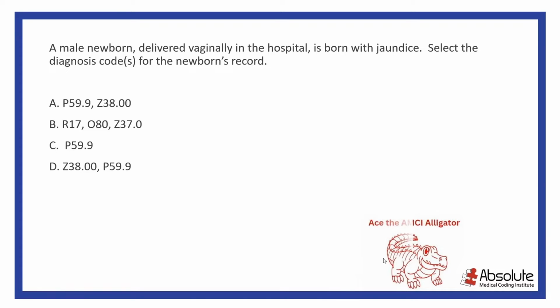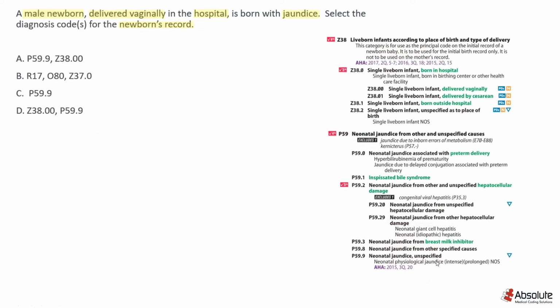Okay, coders, I think most of you have got this one correct. Let me know, coders, how many of you had to really look up the ICD codes in the book to get this one correct? How many of you checked your ICD books and searched those codes? The correct answer for this scenario is option D. The keywords are male, vaginally delivered, hospital, jaundice, newborn's record. If you know the guidelines, you could easily solve this one, not even looking into the ICD book.